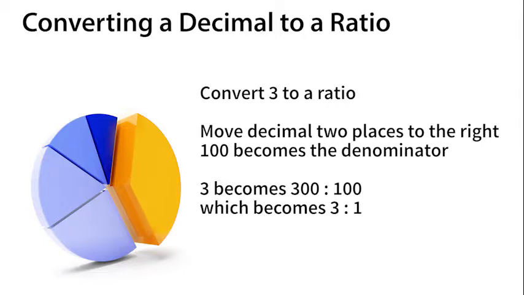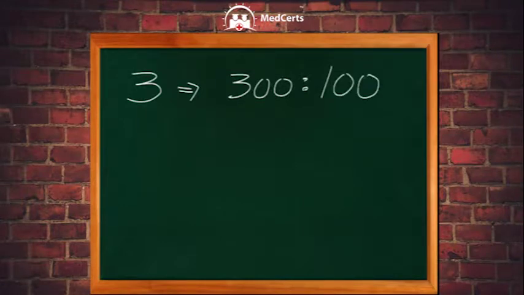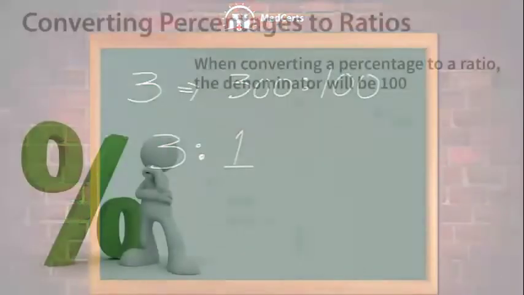If you have a problem where you have a whole number that does not have a decimal, then at the end of the whole number is where your decimal would begin. So let's see how we will work this out. We have 3. Our decimal is at the end, so if we move it 2 places over, that would give us 300. The rule stays the same because our denominator will become 100, which is 300 over 100. And then as we reduce, this gives us a 3 to 1 ratio.